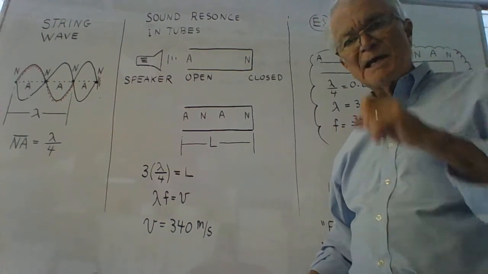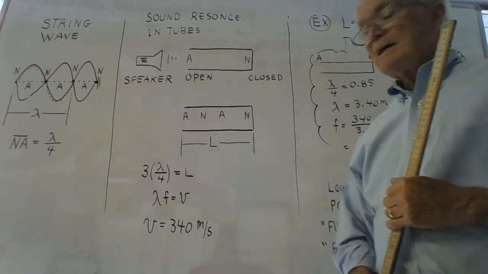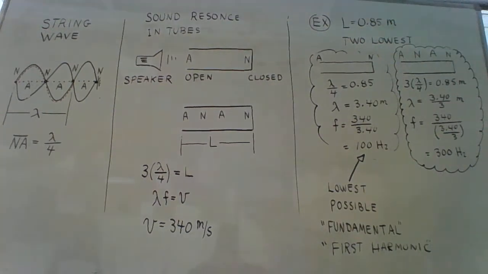The point I really wanted to make about this particular wave is the following. I show outlined in red here one full wavelength. It encompasses the following four segments of the wave from N, a node, to A, and then from A to N to A to N.